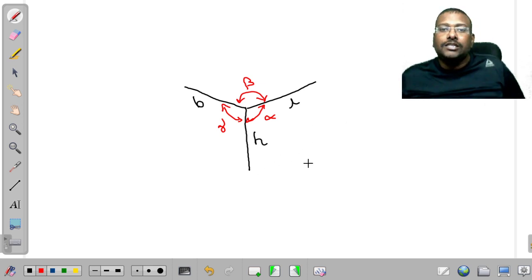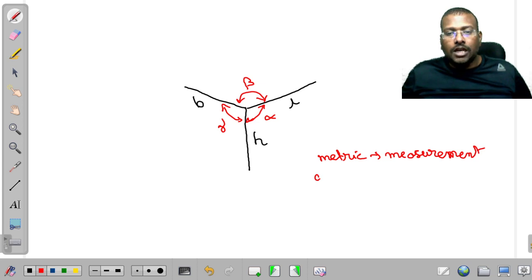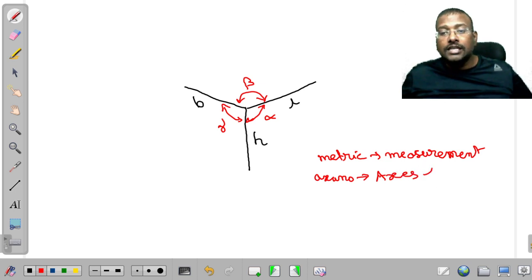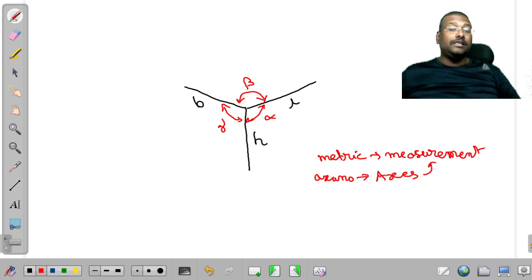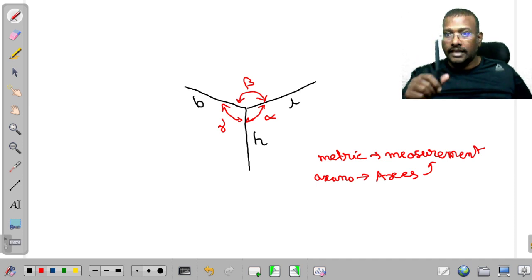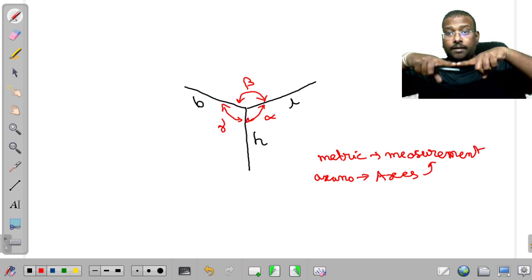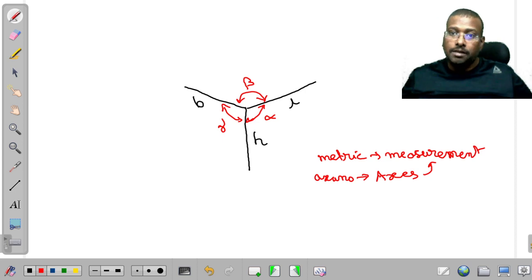Axonometric. What is meant by axonometric? Metric means measurements, and axono means axes. Axonometric means axes measurement. If it is a single object, I will consider the length. If two or three lines are there, we have to consider the angle between them. The angle is going to be considered as the measurement.